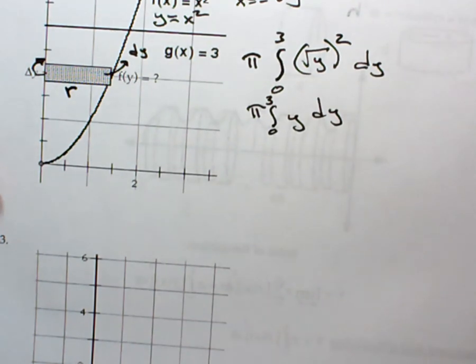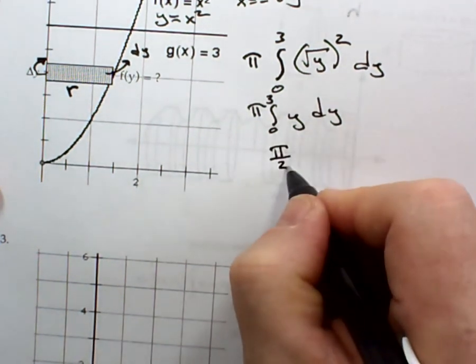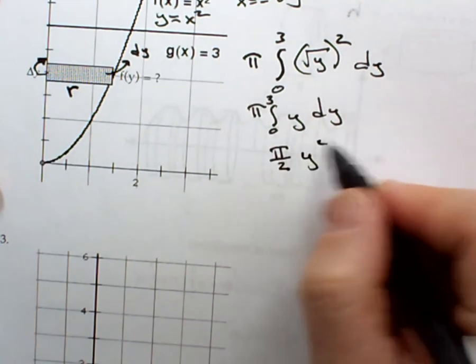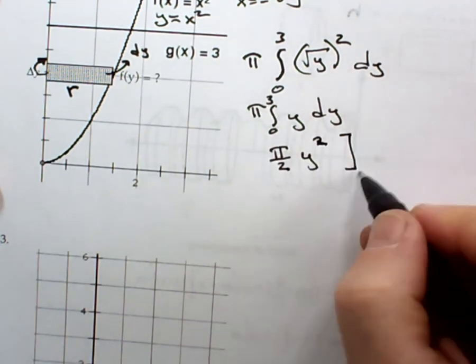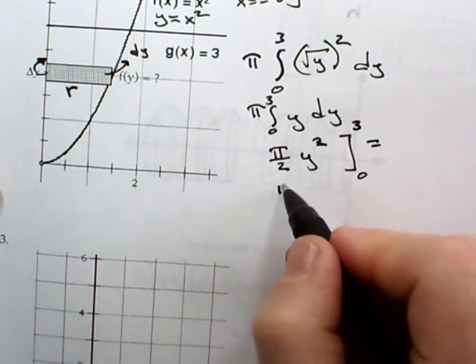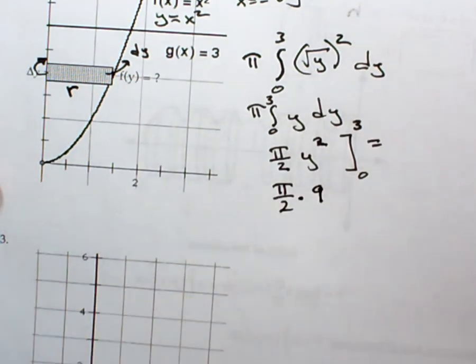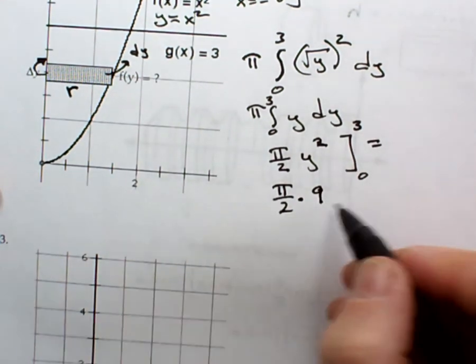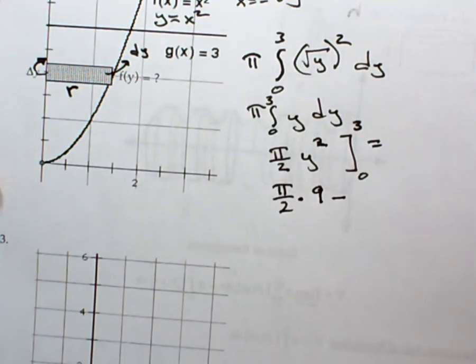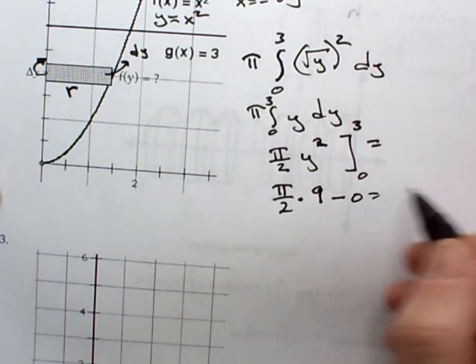All right? Can you take the antiderivative of y for me? Right, so I have, do you see where I get pi over 2? Y squared, evaluated from 0 to 3. And so I get pi over 2 times, I think that's 9, isn't it? Minus what? 0. And I get 9 pi over 2.